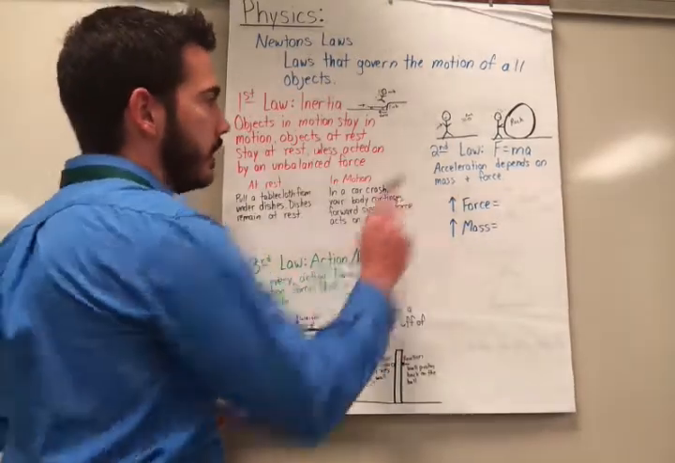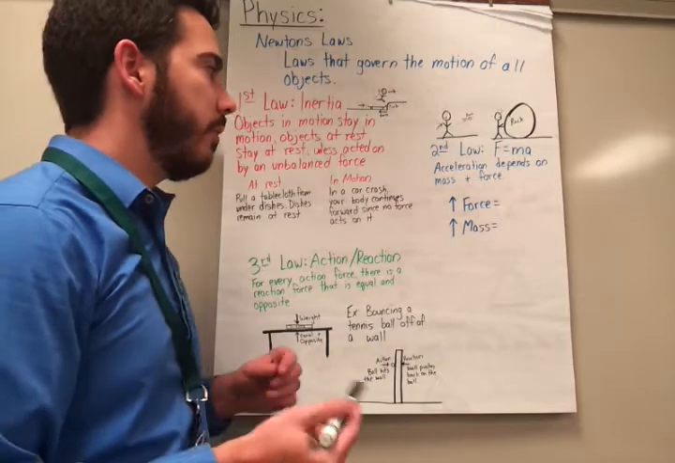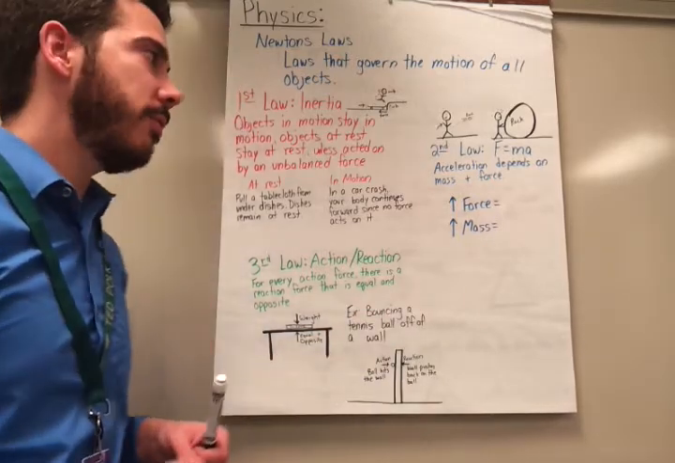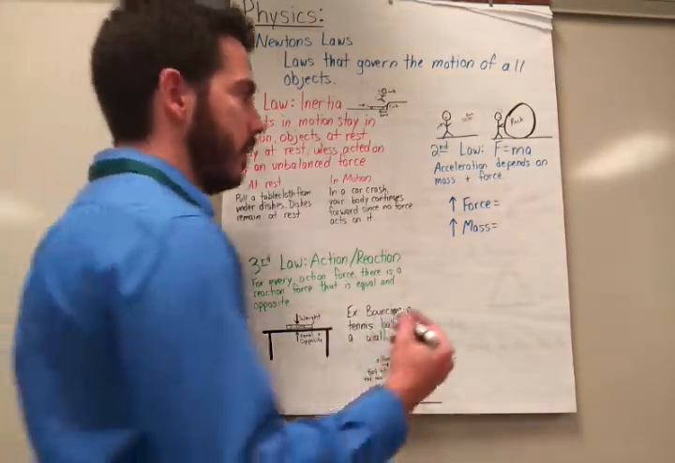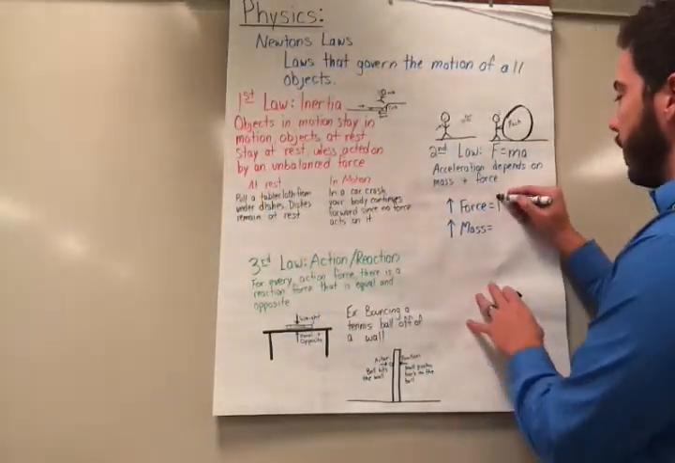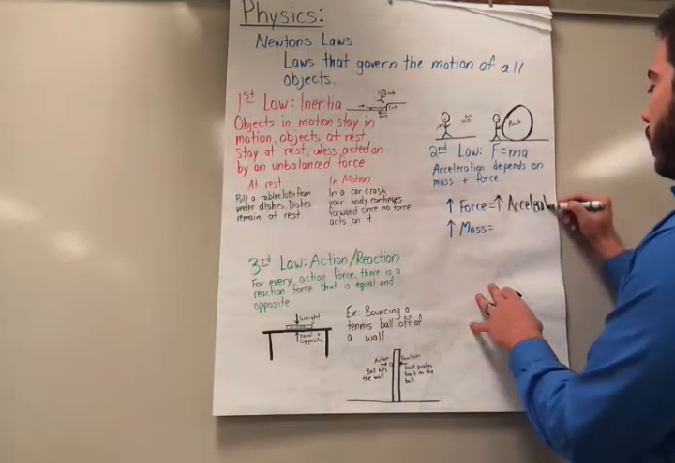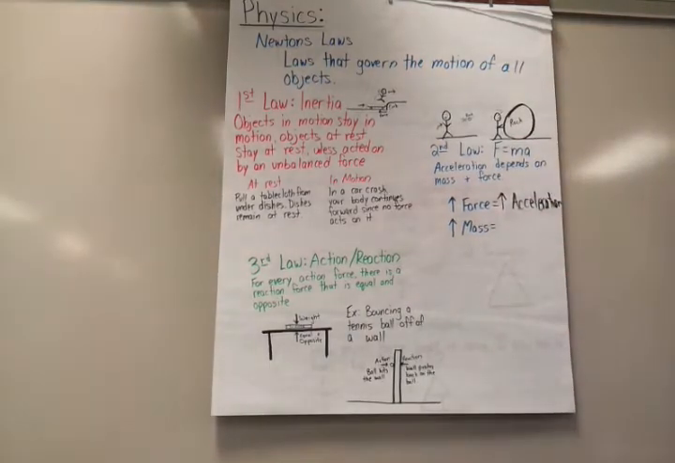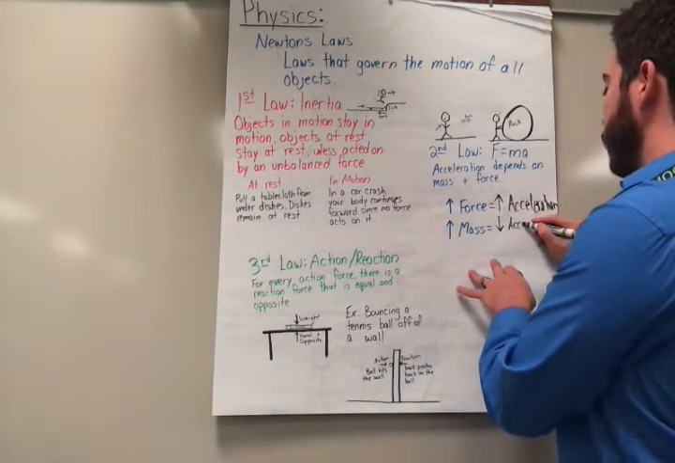Newton's second law states that force is equal to mass times acceleration. Another way of thinking about that is acceleration depends on both mass and force. So if you increase the amount of force applied to an object, you're going to increase the acceleration. And if you increase the amount of mass, like for example in the picture there, it's going to decrease the acceleration of the object.